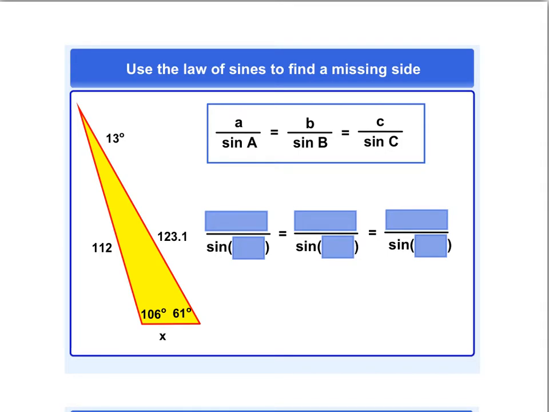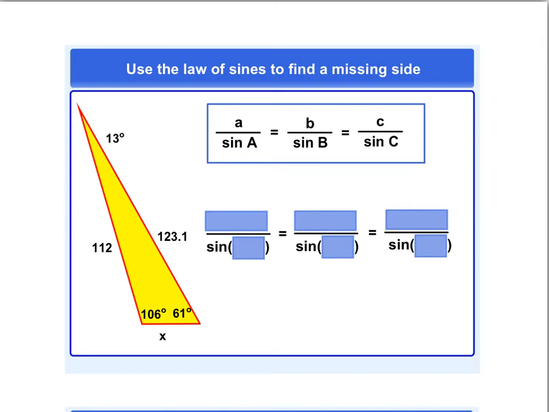Now we'll use our law of sines to solve for an unknown. So we have this triangle here. You'll see it's not a 90-degree angle triangle. There's no 90-degree angle in here. And we're trying to solve for x. So we're going to use our sine law. So the first step here is similar to SOHCAHTOA. We have to start by labeling the sides and the angles.